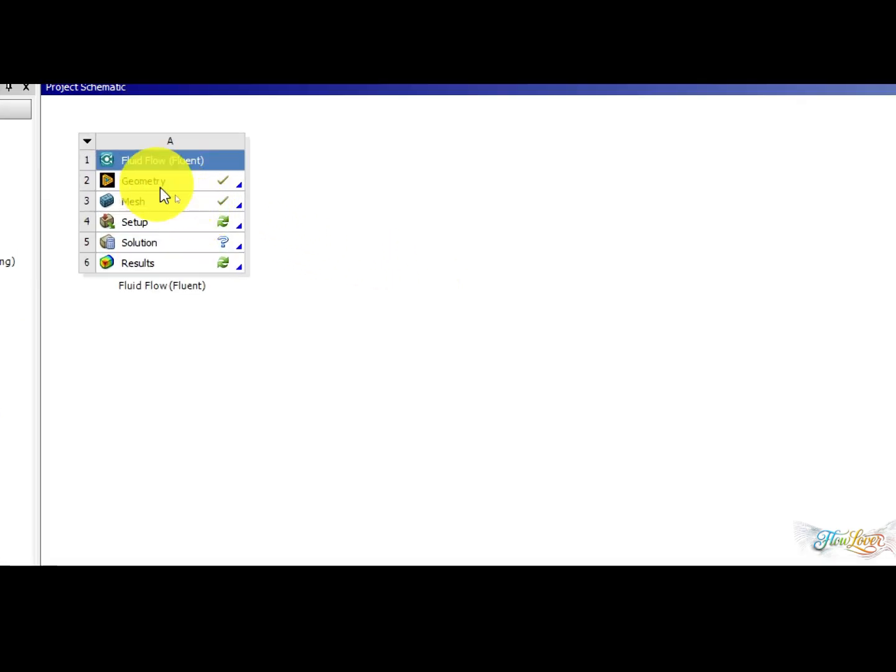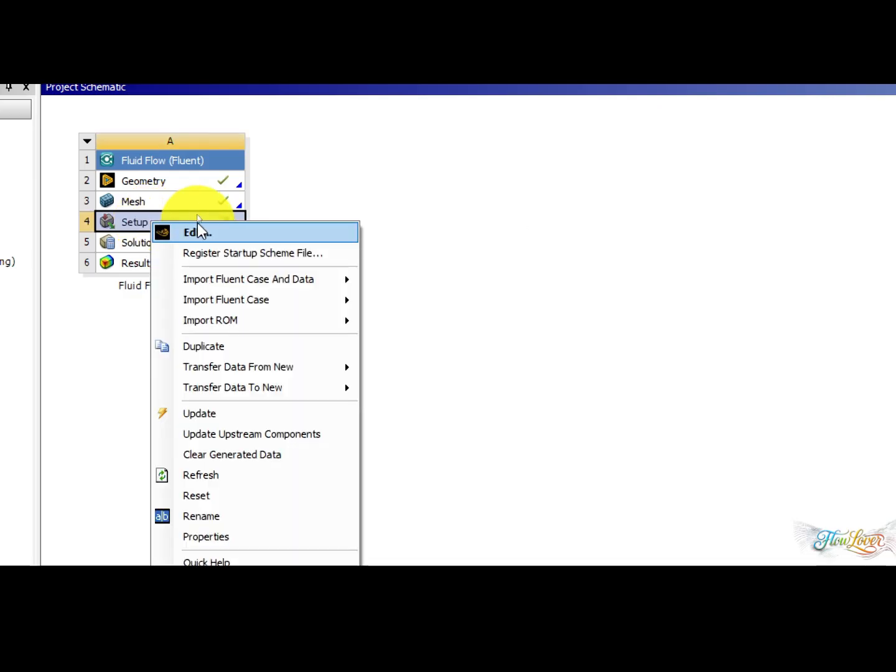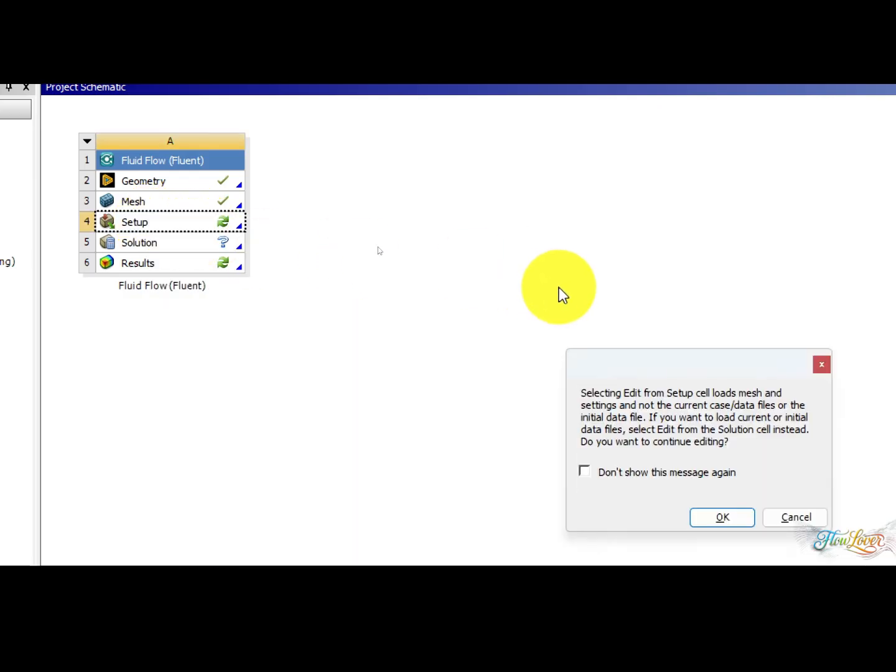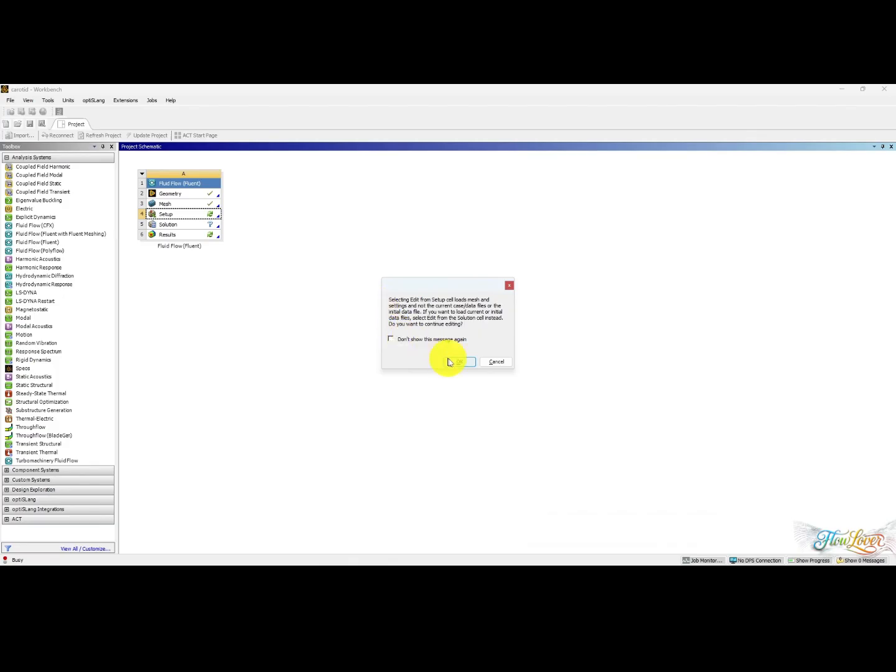Hello everyone. Until now we covered the topics about importing the geometry and generating the mesh. The next step is to do the setup using Ansys Fluent. If you right click on that and then click on edit, it will open Fluent for us.